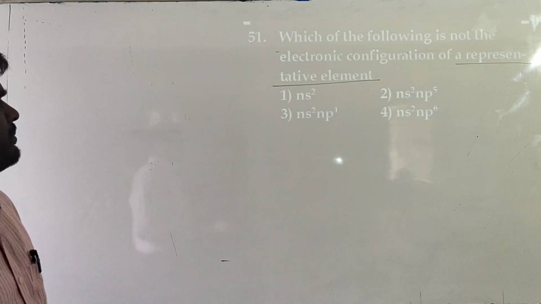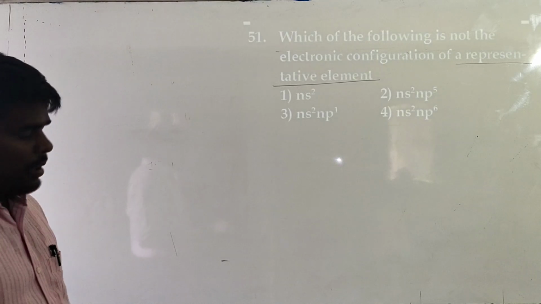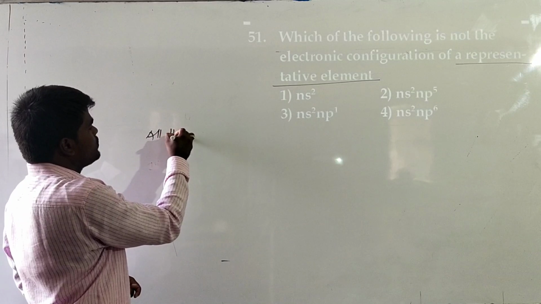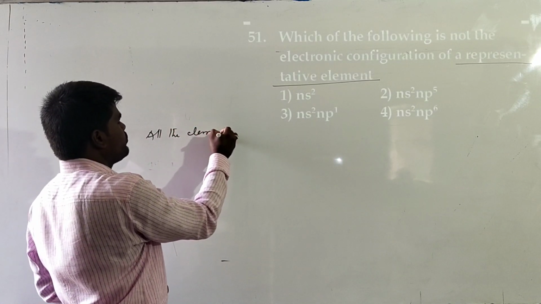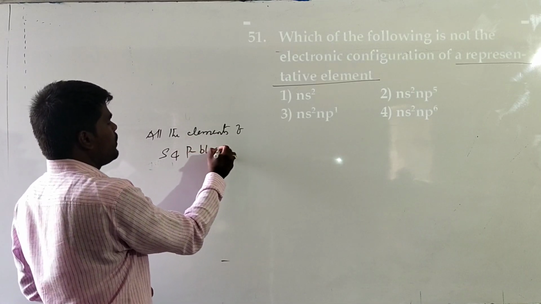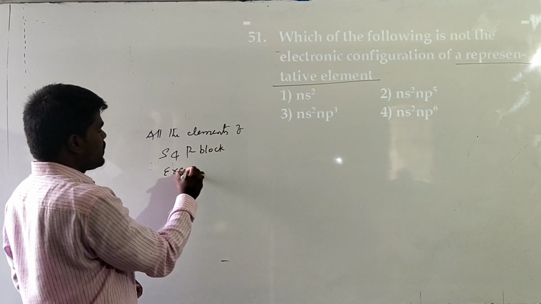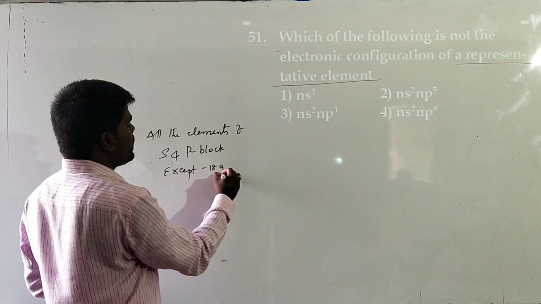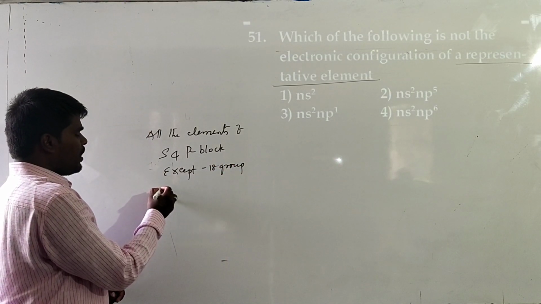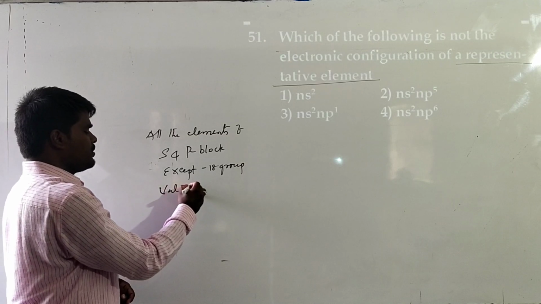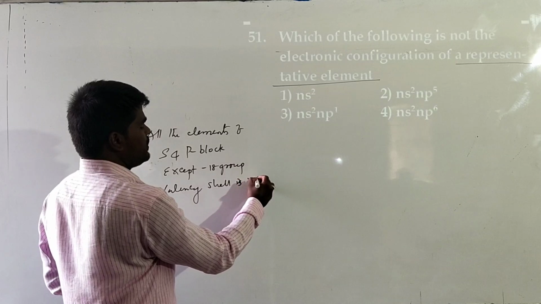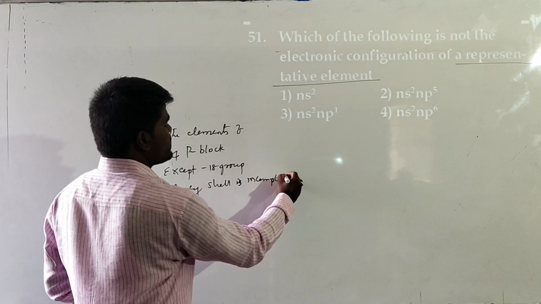A representative element is any element of the s and p block with the exception of group 18. These are called representative elements, and in all these elements the outermost shell, the valency shell, is incomplete. Hence they are called representative elements.